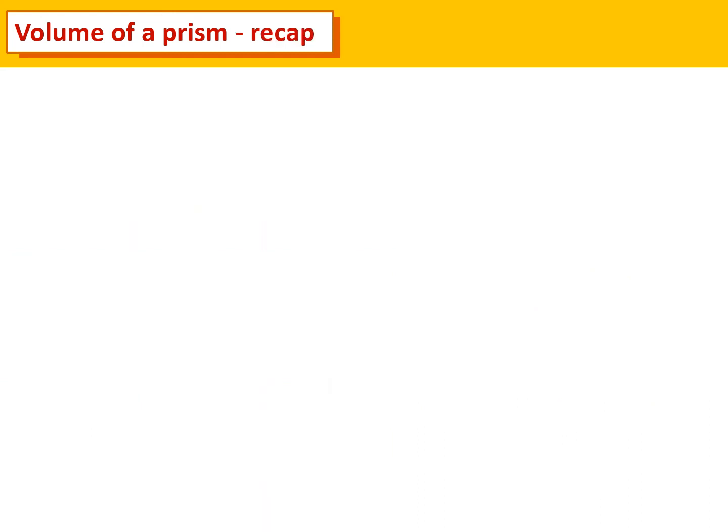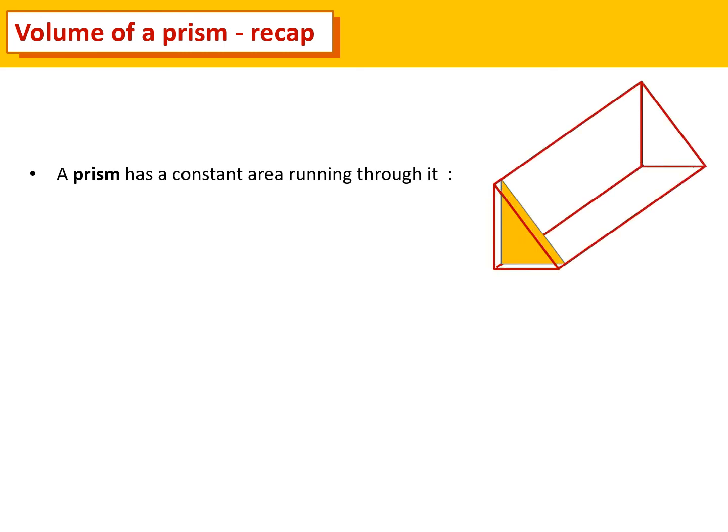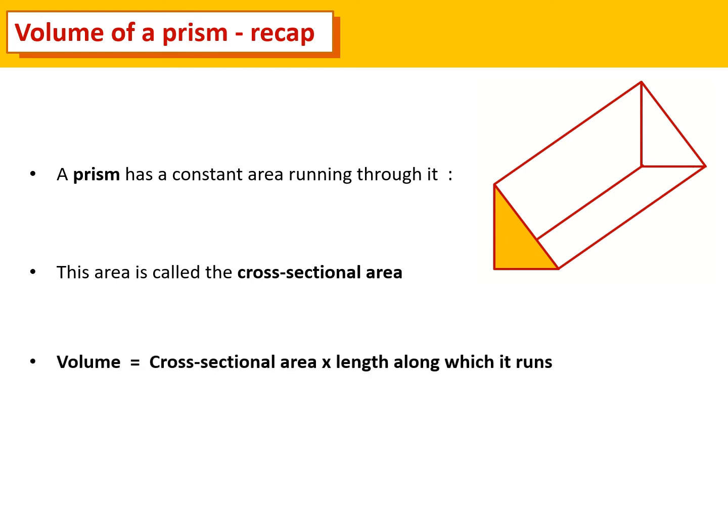And let's put all that together in a recap. A prism has a constant area running through it. Here, the triangular face prism has a constant area running from front to back. That area is called the cross-sectional area, and the volume of a prism is that cross-sectional area multiplied by the length along which it runs.